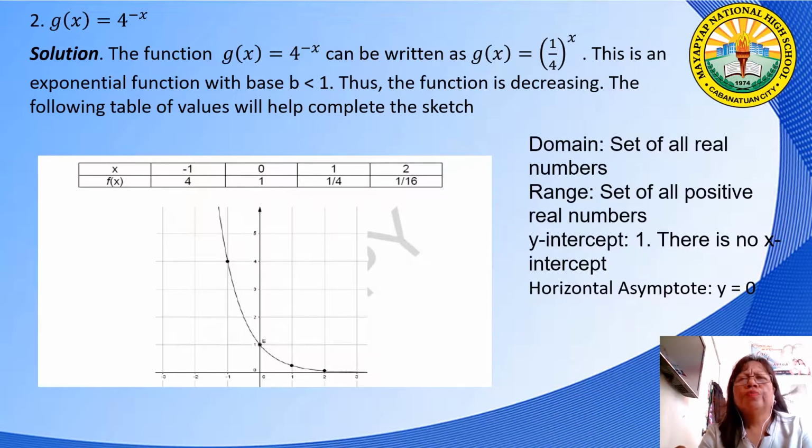So the domain is the set of all real numbers, the same. The range is the set of all positive real numbers. The y-intercept is 1. There is no x-intercept. The horizontal asymptote is equal to 0.